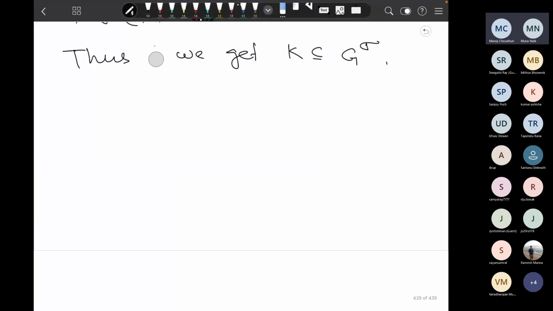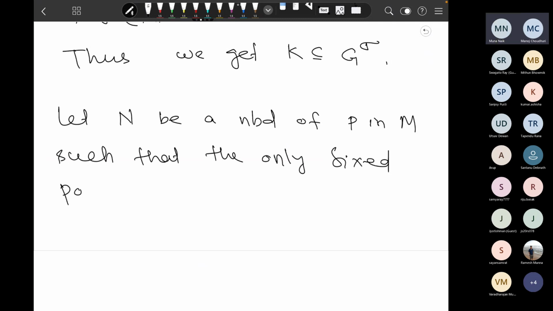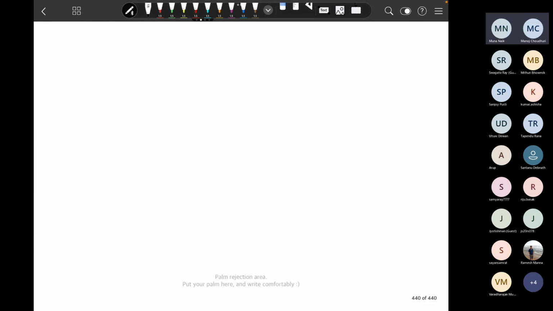So let N be a neighborhood of p in M, so that the only fixed point of S_P in N is p. Okay, so this is possible. So N is a neighborhood of p in M, so that the only fixed point of S_P in N is p. So I look at this thing.